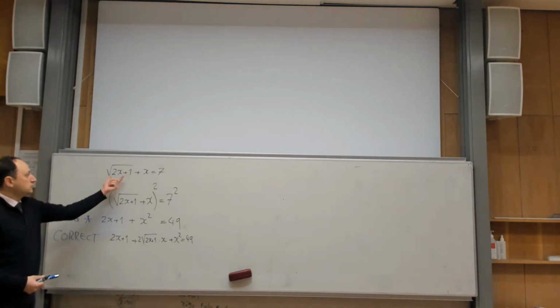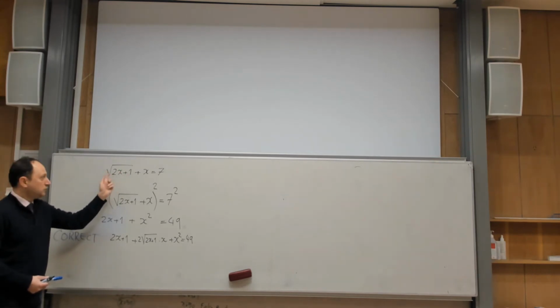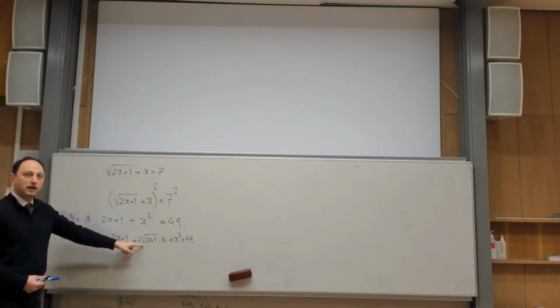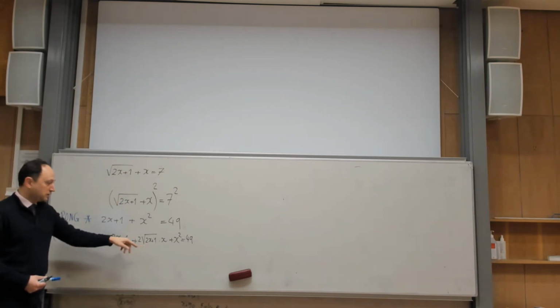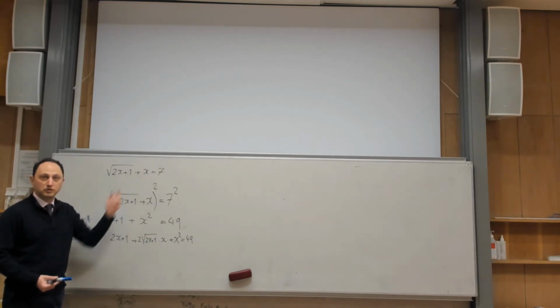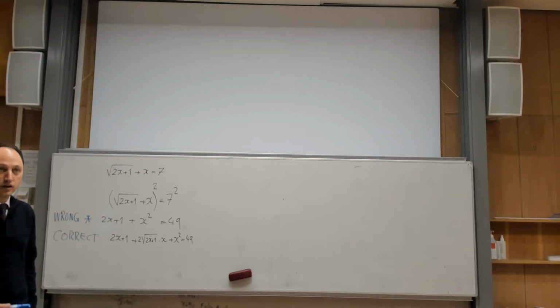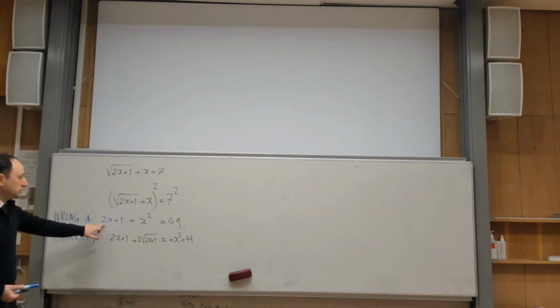Because how many square root signs did I have? I had 1 square root sign with this equation. If I square it like that, I still have a square root sign left, but I hope that you agree this equation is even harder than the original equation. So I'm not making the problem simpler, I'm making the problem even harder. Is that clear? So you see, this is totally wrong. So you're not allowed to use it.